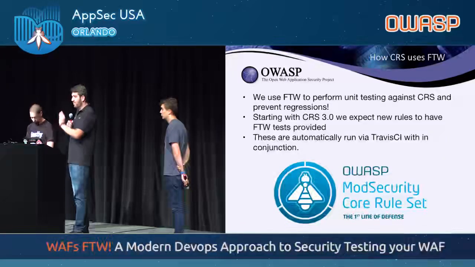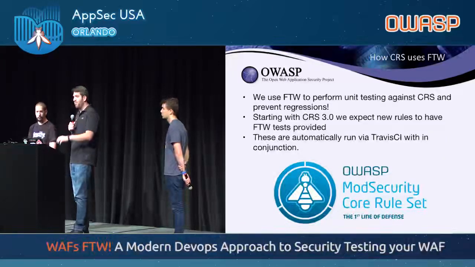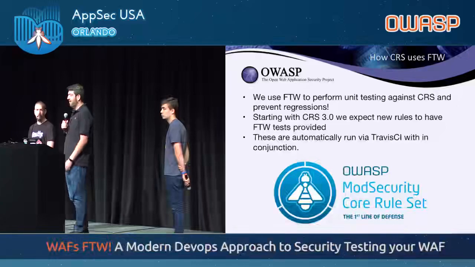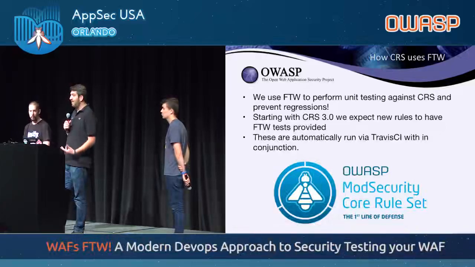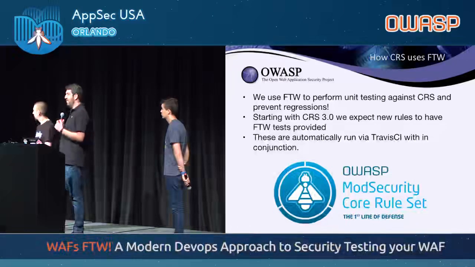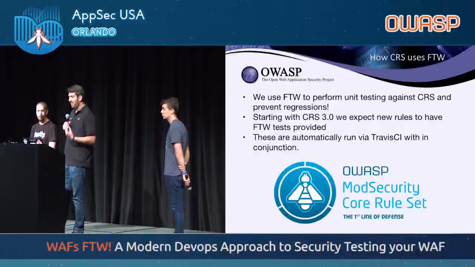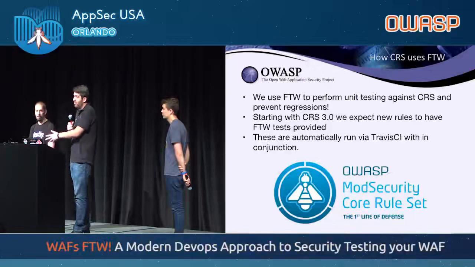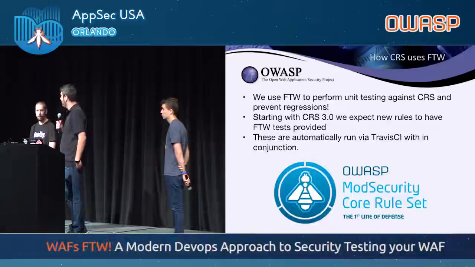And as of core rule set version 3, whenever you commit a new rule, you actually need to provide an FTW test with it. This is completely useful because it means that when someone's going back to look at the rule and figure out if there's something wrong with it, they can look at the test that you thought you were fixing and you should have been fixing, the issue you were addressing.